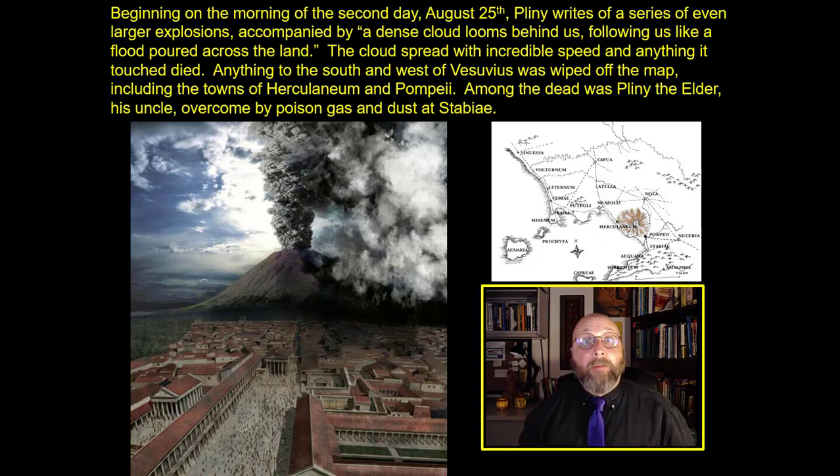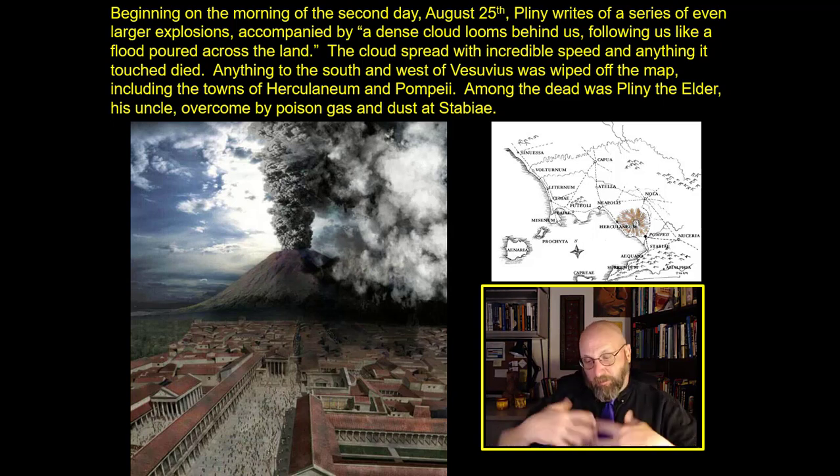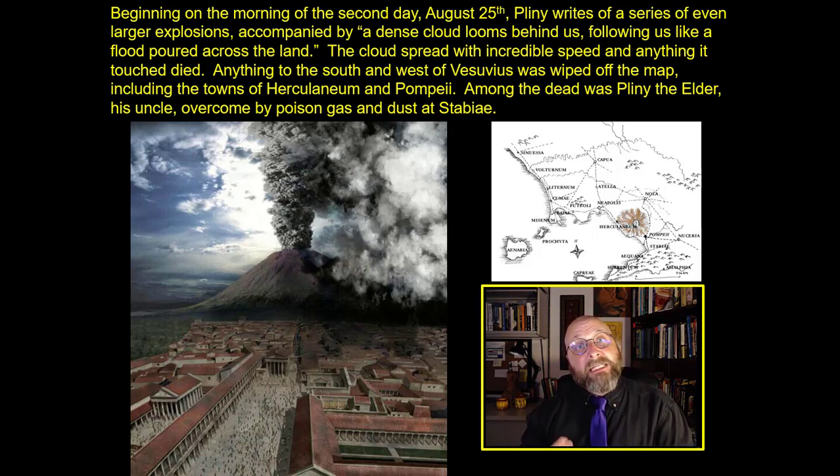It buries Pompeii itself. It buries Herculaneum, and it buries the city of Stabiae. And among the people that touch that cloud and die is Pliny the Elder, Pliny the Younger's uncle. He's overcome by poison-gassed dust at the town of Stabiae, which you can see right up there. In fact, he dies really ignominiously. Like, people are freaking out, and Pliny the Elder wants to assure people that he's in control and assure people that the worst of it is over.